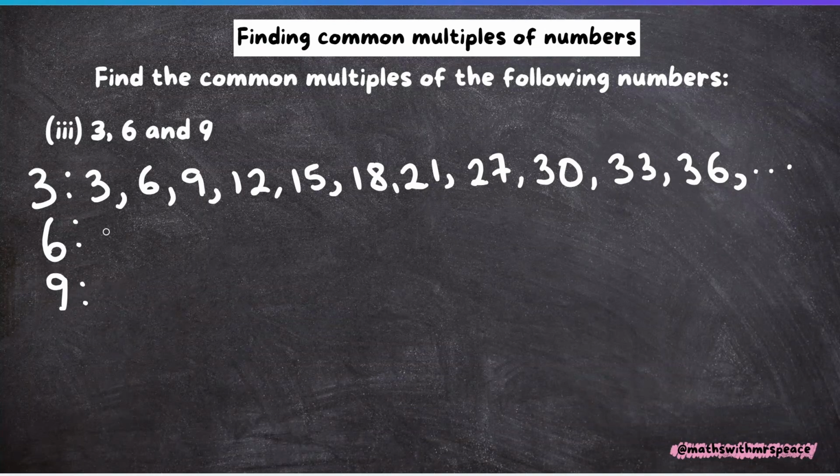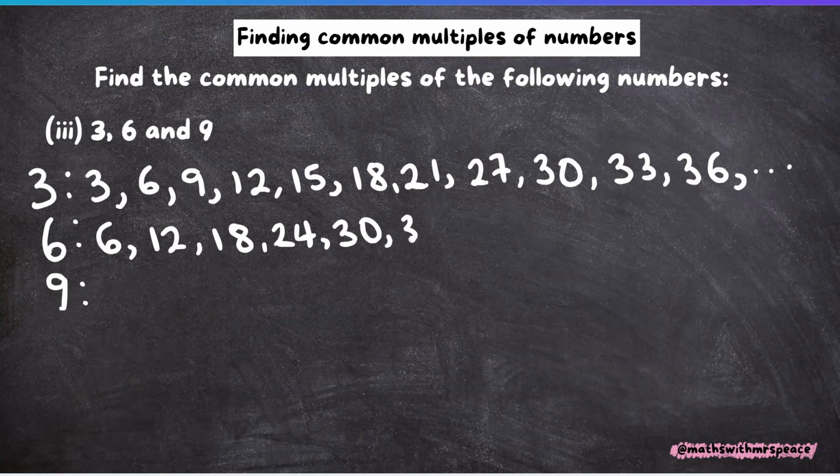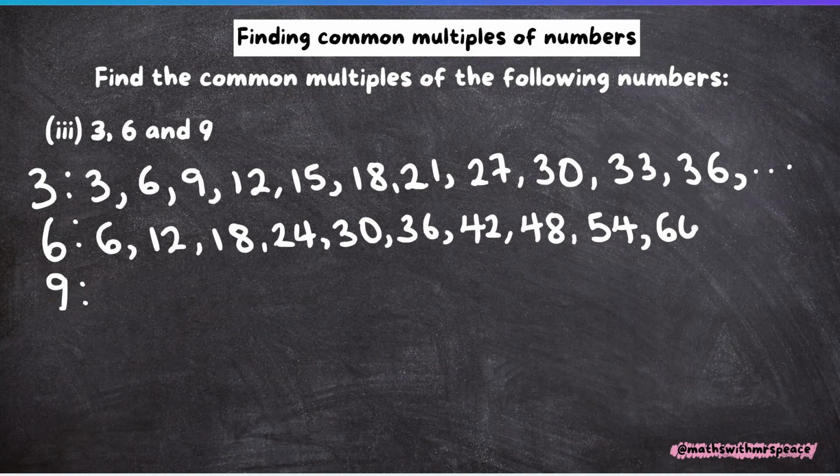Let's do the same for 6. We're going to have 6, 12, 18, 24, 30, 36, 42, 48, 54, 60, 66, and 72. Okay, just trying to manage the space there.